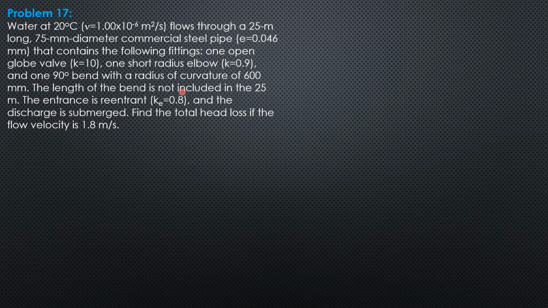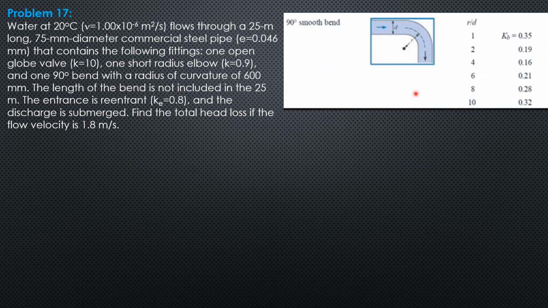So we need the table for determining the K of loss coefficient of the bend. So R over D ratio is to be computed. Radius of curvature 600, diameter of pipe 75 mm. So it is 8, therefore the K of the bend is 0.28.